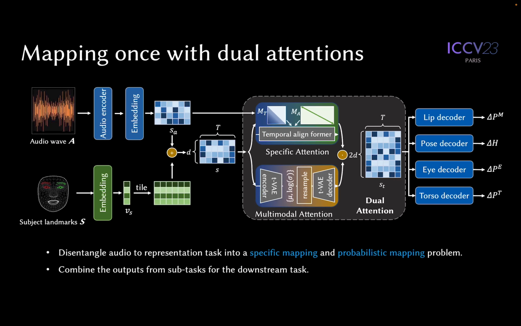The mapping once with dual attention disentangles the audio-to-representation task into specific mapping and probabilistic mapping problems. We implement the specific attention using a temporal alignment Transformer and the multimodal attention using a temporal variational autoencoder, TVAE. Subsequently, we combine the outputs from these two modules to use them in the downstream tasks.